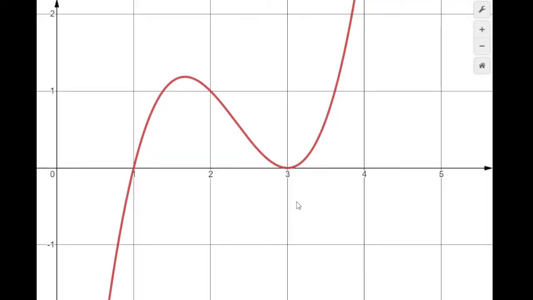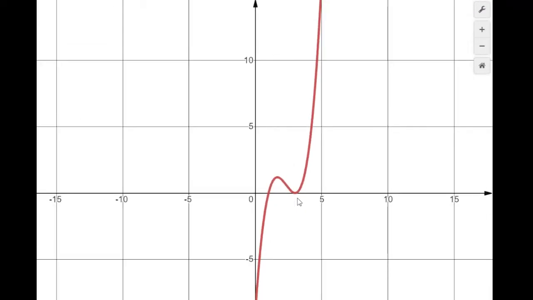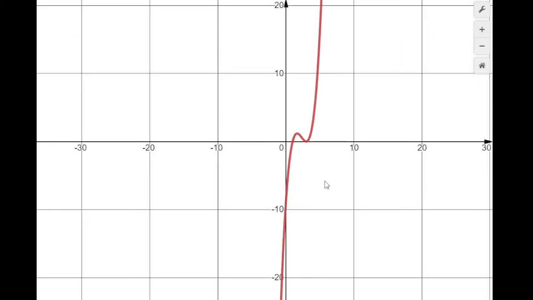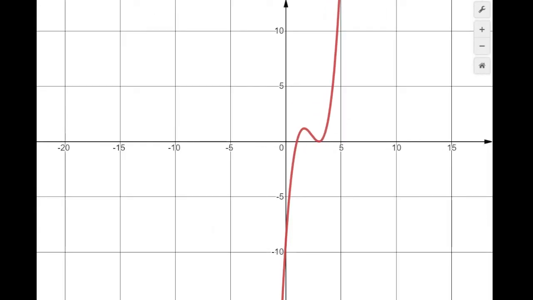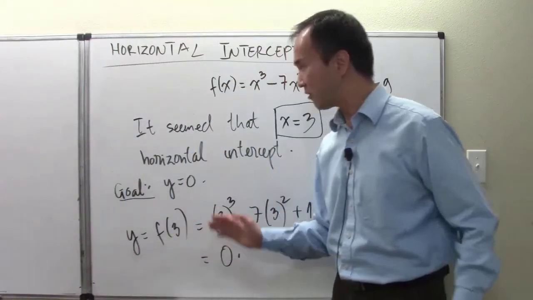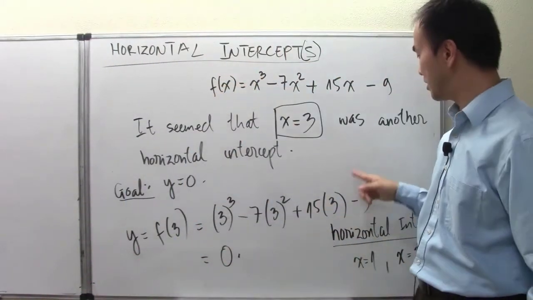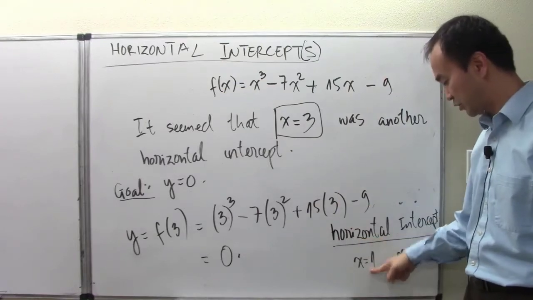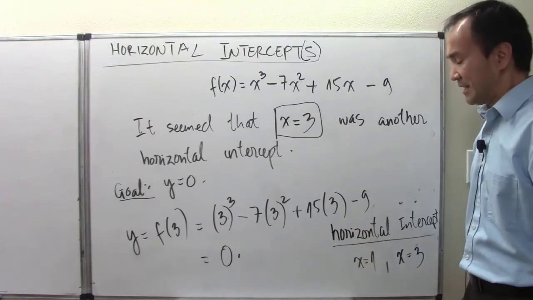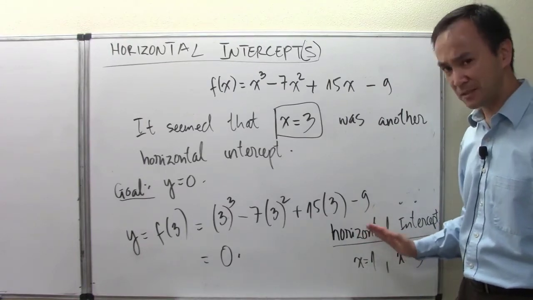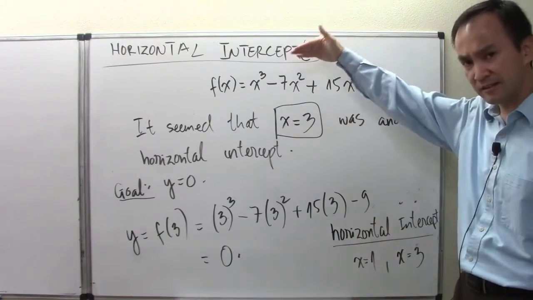So now, let's look back at the graph one more time. With the graph right here, it doesn't look like there will be any other intercepts. And we will get to the details where we can verify there will be no more intercepts beyond these two that we have found. So now I can say that for this polynomial, there were 2 horizontal intercepts, x equals 1 and x equals 3. We found 2.